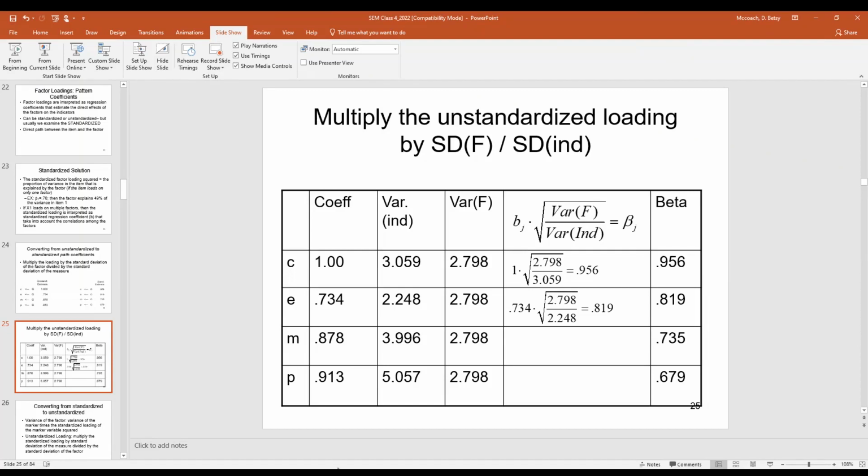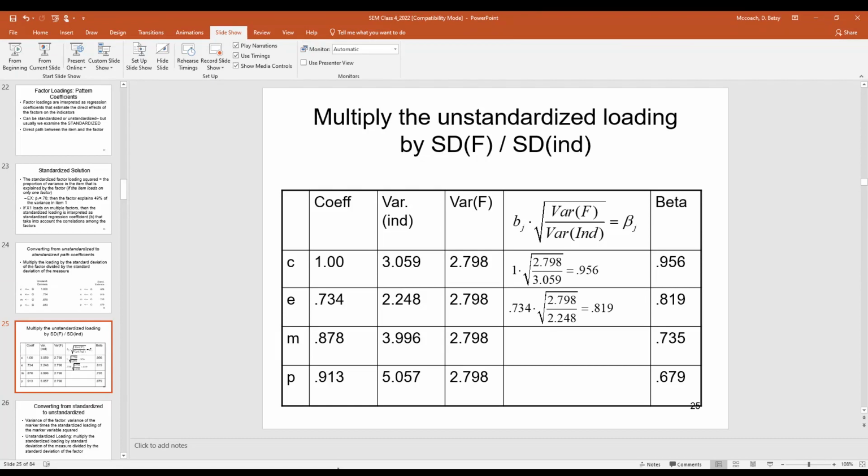Is this why the marker variable, C here, has an unstandardized coefficient of 1 but a standardized coefficient of like 0.9? Yeah, exactly. And remember, we're usually not going to be all that interested in this unstandardized solution. It can look really different depending on what you use as the marker variable, because whatever marker variable you use is going to be constrained to have a coefficient of 1.